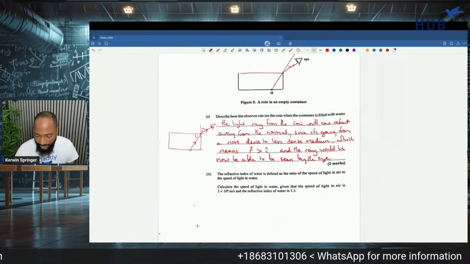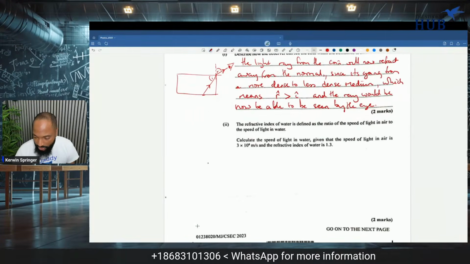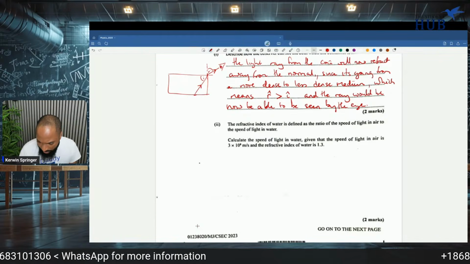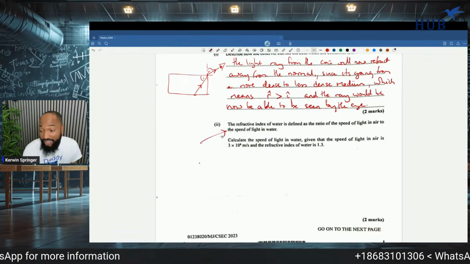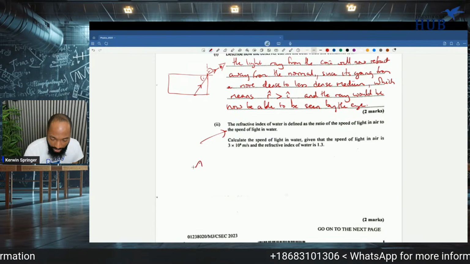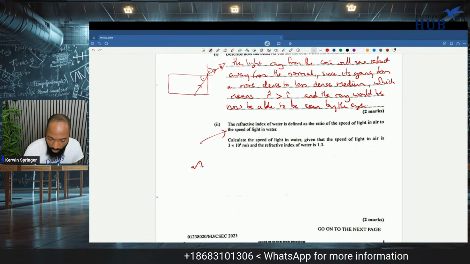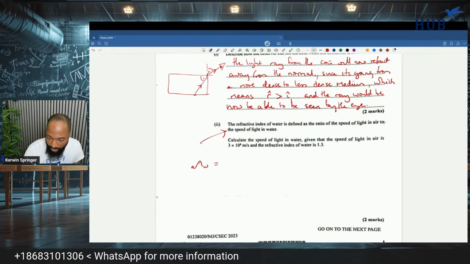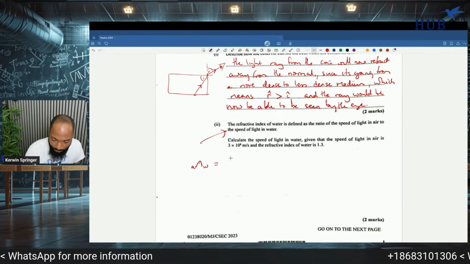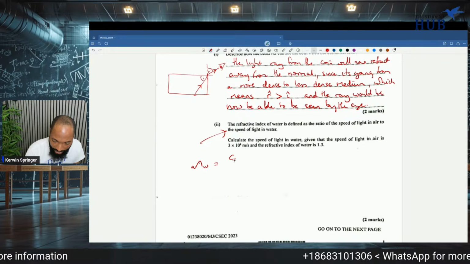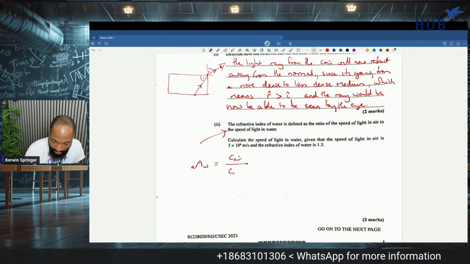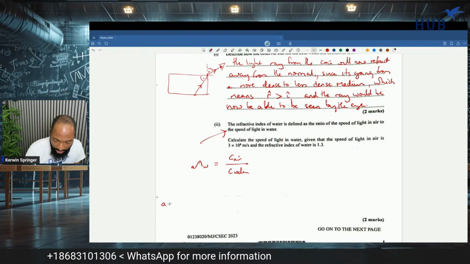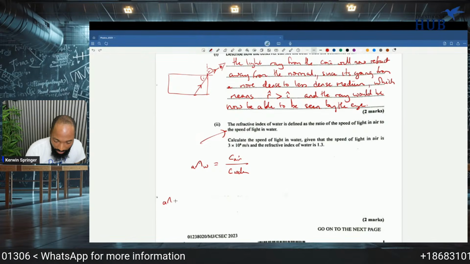The refractive index of the water is defined as the ratio of the speed of light in air. Calculate the speed of light in the water given that it literally gives you the equation. They didn't even have to, right? So refractive index from air to water is equal to the speed of light in air over the speed of light in water. I could list all these things that I have. Could come back and do it after the exam too if I was going for speed.